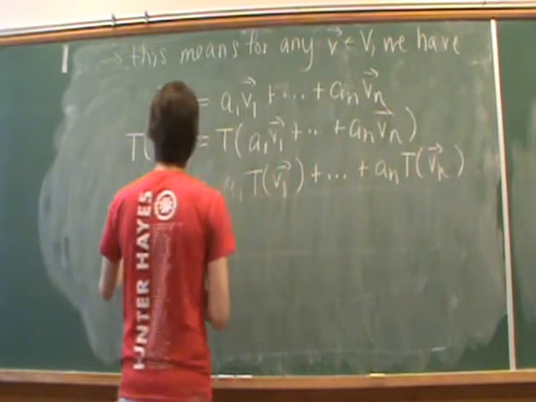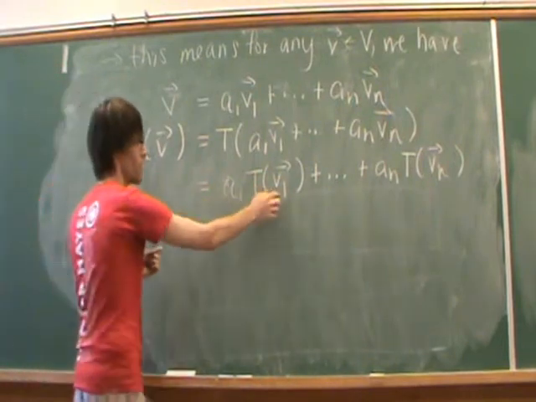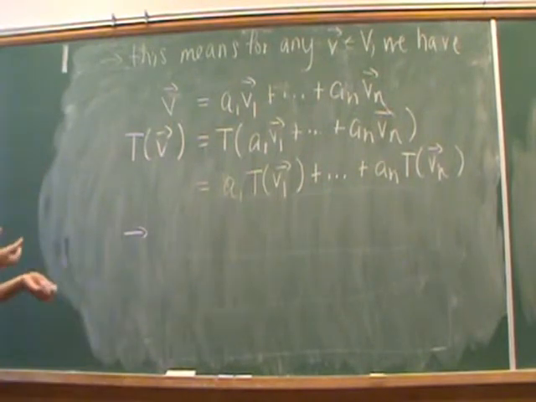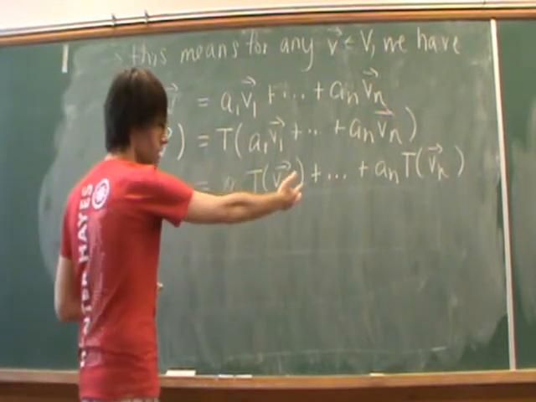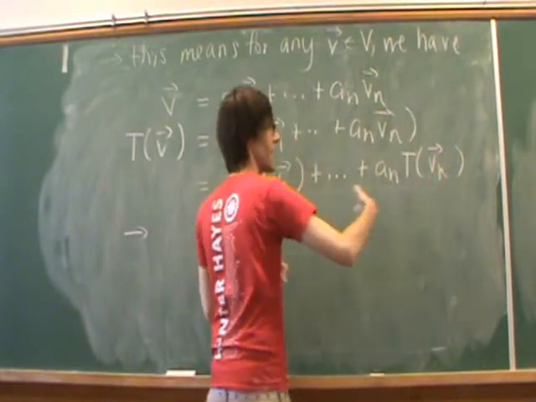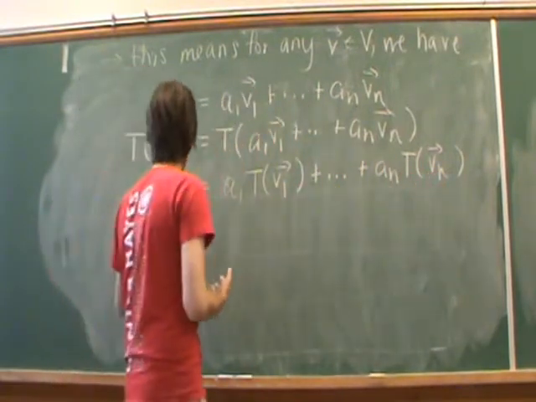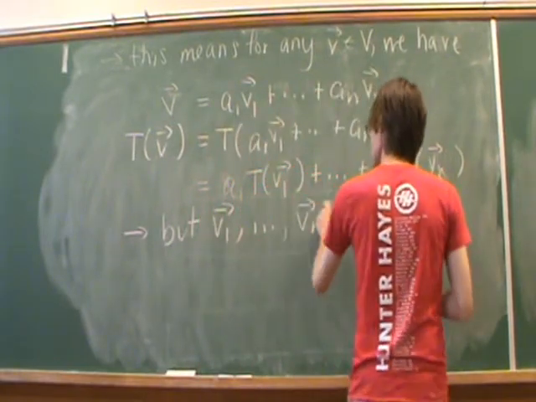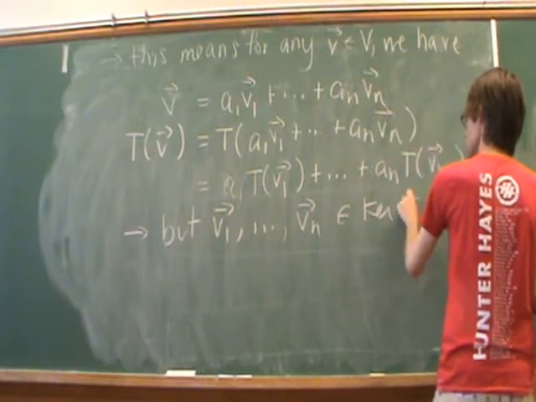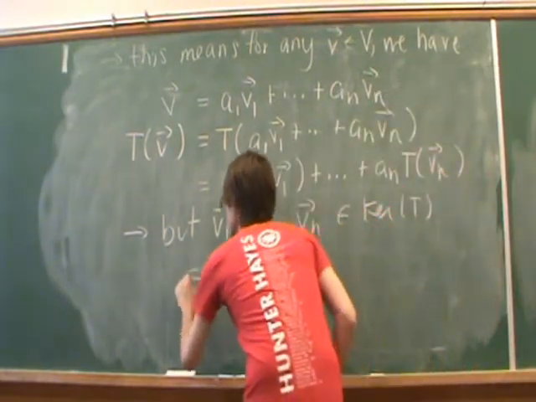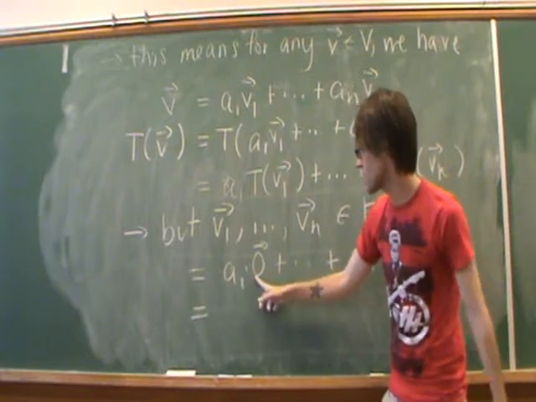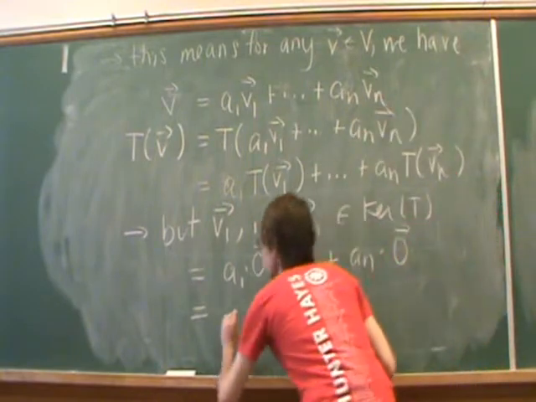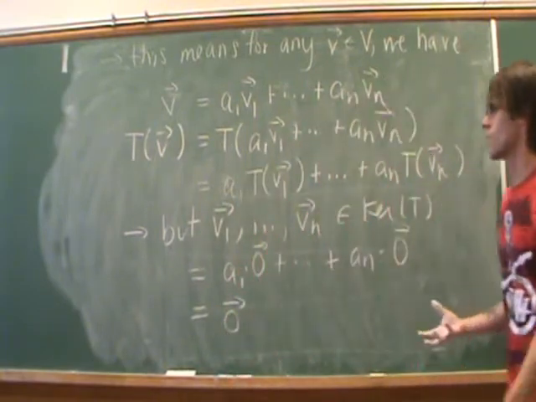And now this is where the magic happens. We know that V1 all the way up to Vn are inside of the kernel. So T of V1 is equal to 0, T of V2 is equal to 0, all the way up to T of Vn. All of these values are going to be equal to 0. So we get a1 times the 0 vector all the way up to an times the 0 vector, and all of this is just equal to the 0 vector.